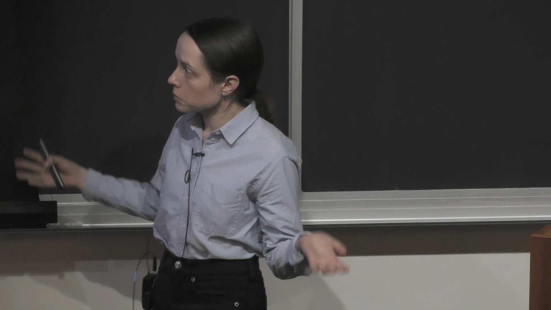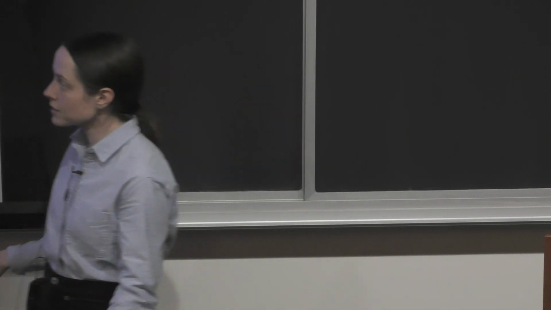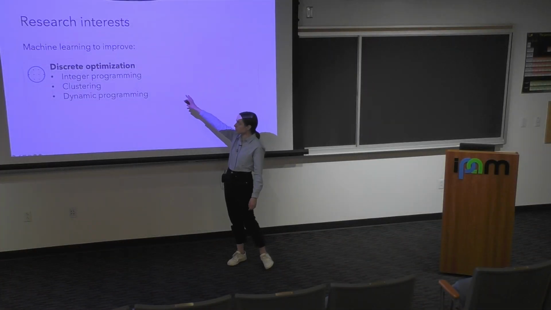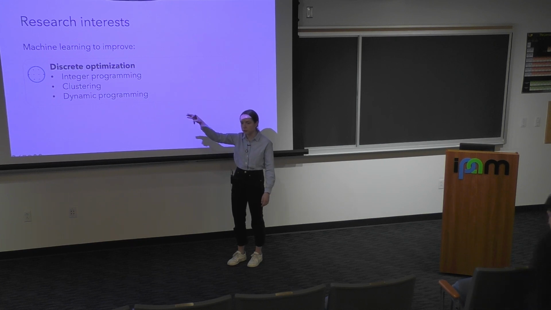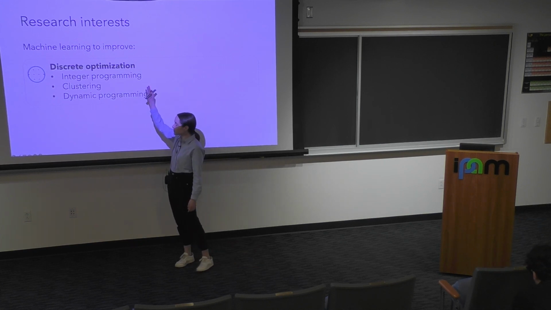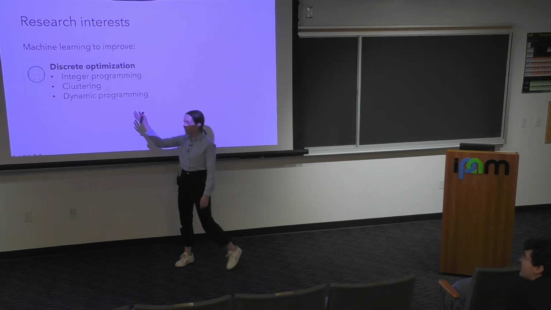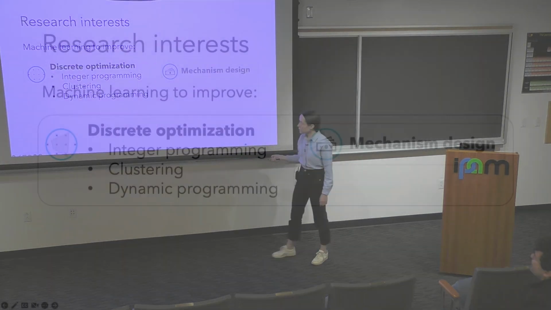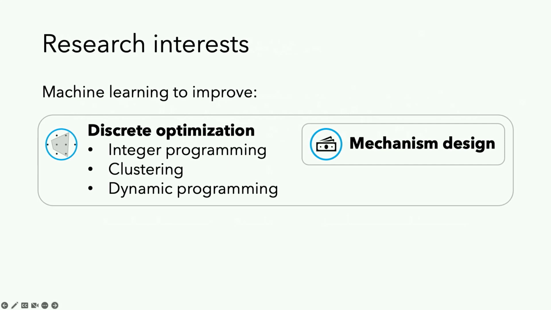So just to say a little bit more broadly about my research interests, a lot of my research has been focused on using machine learning to improve discrete optimization, looking at problems like integer programming, clustering, dynamic programming. But in this talk, I'm going to talk about what I see as a specific form of machine learning for discrete optimization, namely machine learning to improve mechanism design.